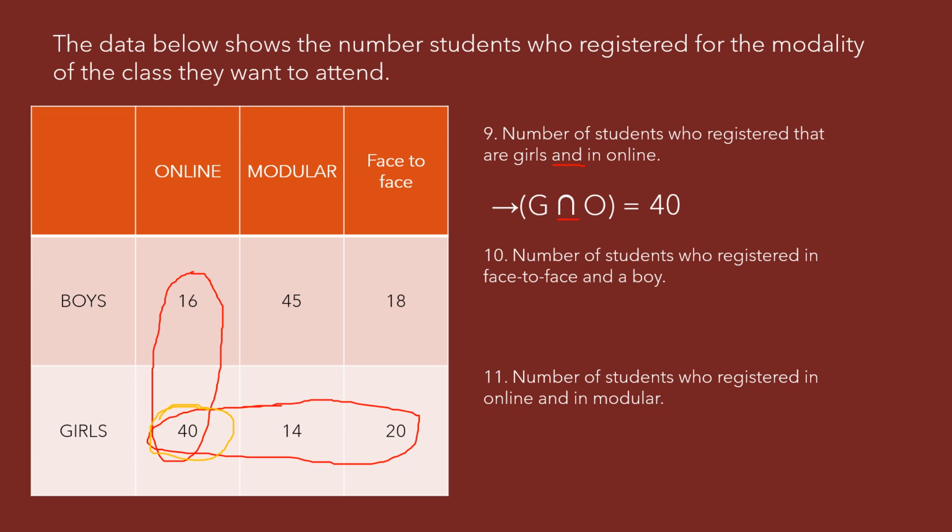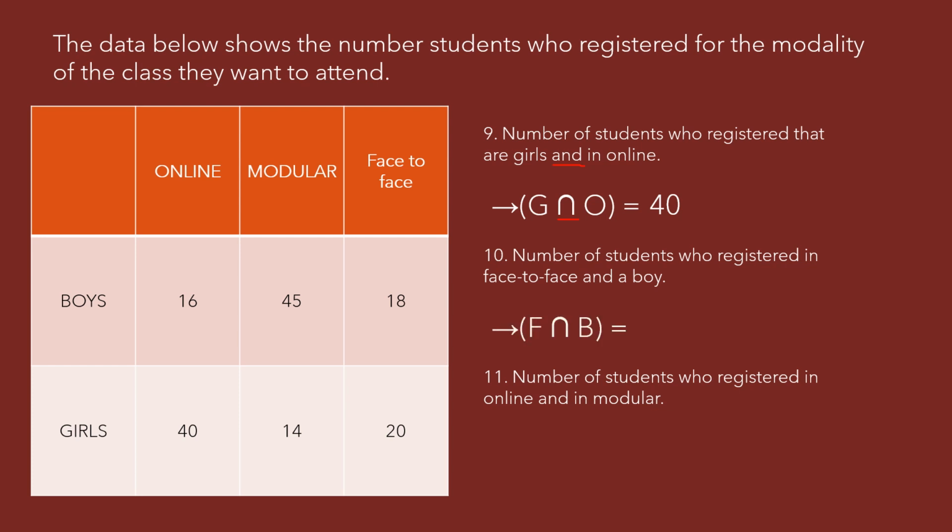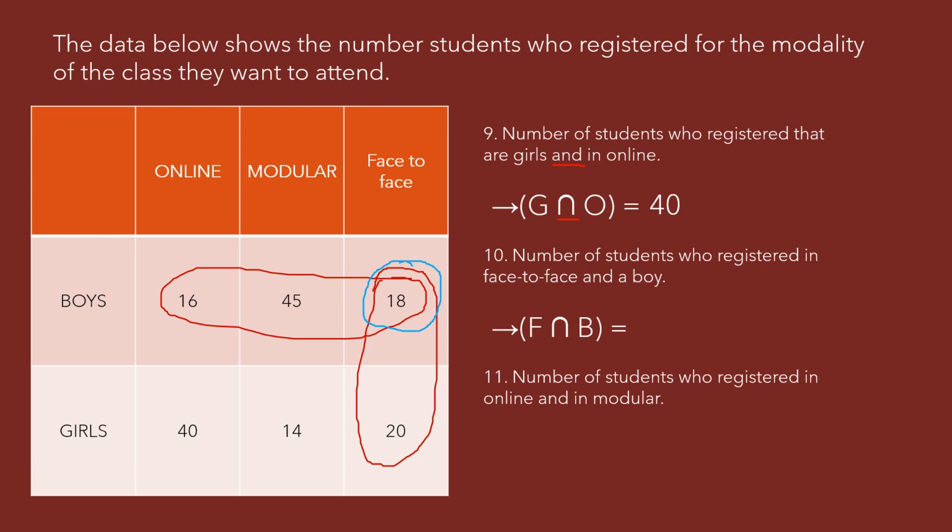For number 10, number of students who registered in face-to-face and a boy. So we may have F intersection B, F for face-to-face and B for boy. For face-to-face, we do have these numbers or this area. And for the boys, we do have this area. Since we are dealing with the intersection again, what we simply need is the common area. And we do have here 18. So therefore, the answer is 18.